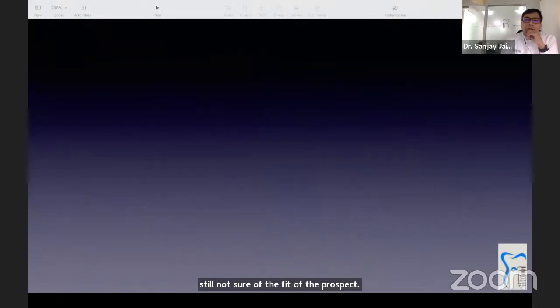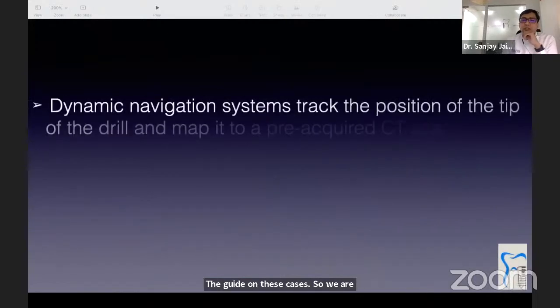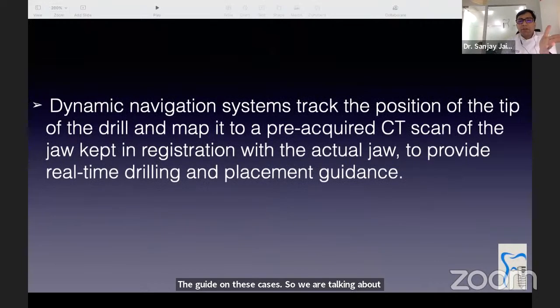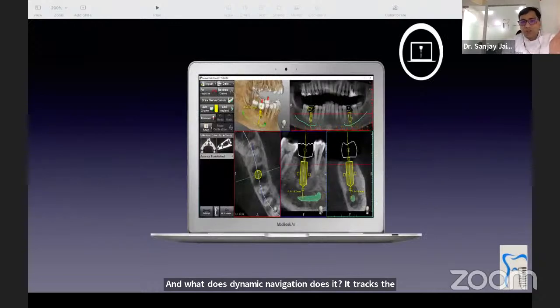So we are talking about dynamic navigation. And what does dynamic navigation do? It tracks the position of the drill with the pre-acquired CT scan kept in registration. And that's how the correlation happens.